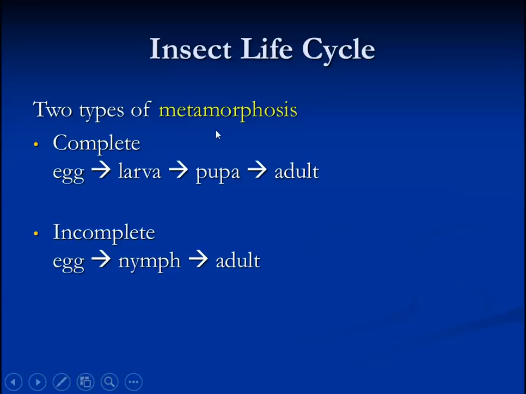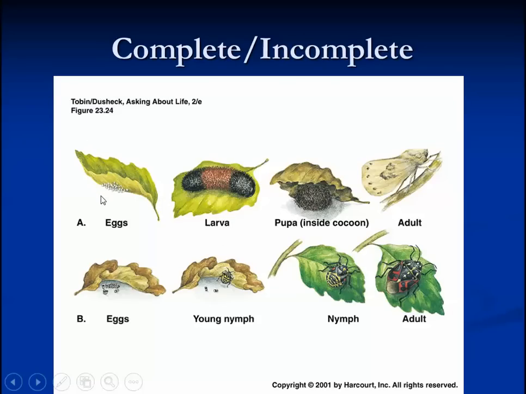There's 2 types of metamorphosis. One is complete, and the stages go egg, larva, pupa, adult, and the other type is incomplete, which the stages go egg, nymph, adult. Now I'll show you the same thing, but with pictures. So here we have complete metamorphosis with egg, larva, pupa, adult, incomplete with egg, nymph, adult.